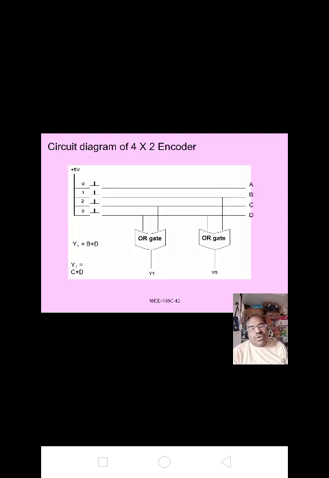Circuit diagram of 4 into 2 encoder. Here we have taken 4 input push button switches, that is 0, 1, 2, 3, and we have taken 2 OR gates. The outputs of the 2 OR gates are Y1 for one OR gate and Y0 for the other. The expressions for Y0 and Y1 are: Y0 is B plus D, Y1 is C plus D. If you have not drawn this diagram, please draw it in your notebook. Okay.